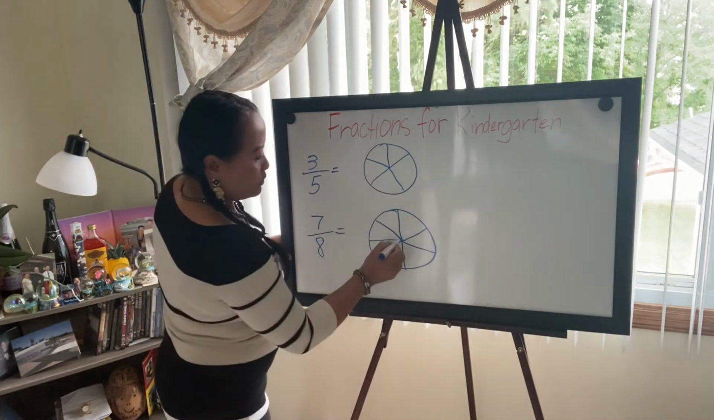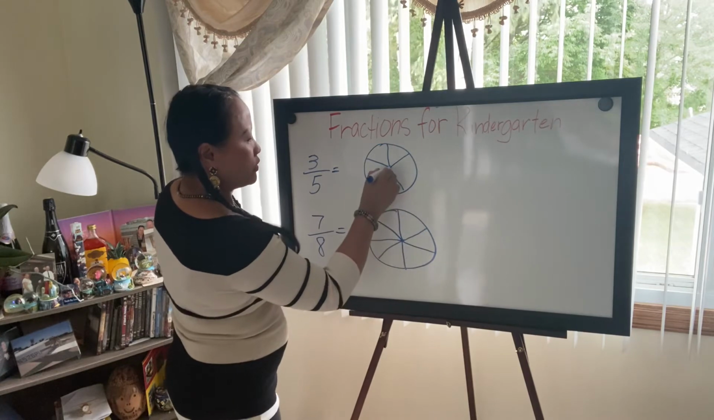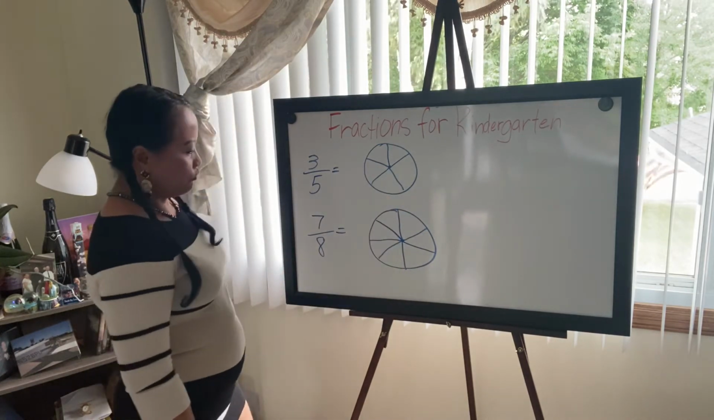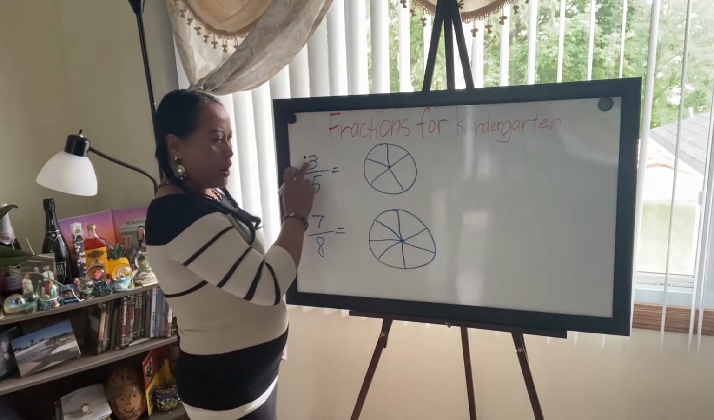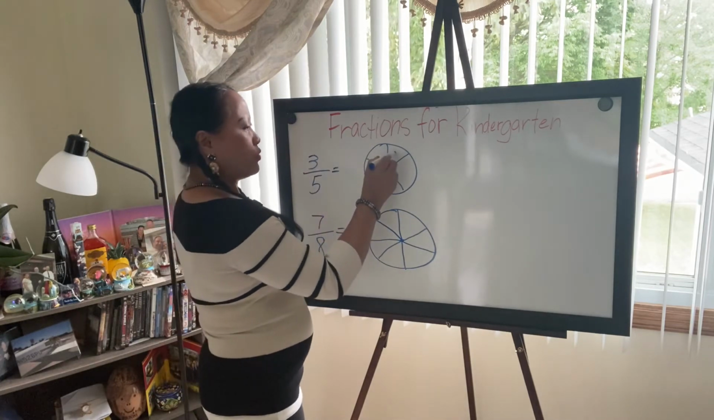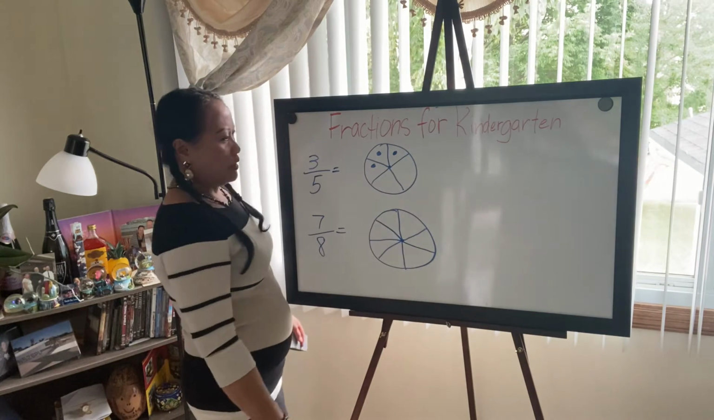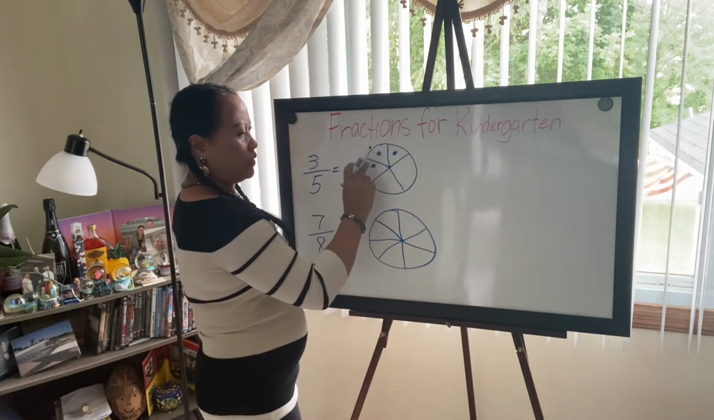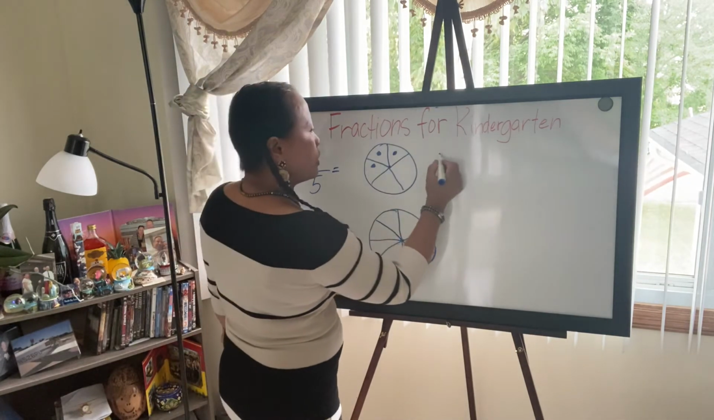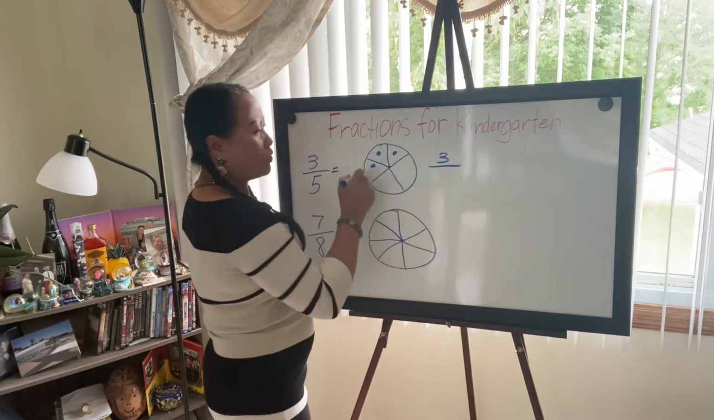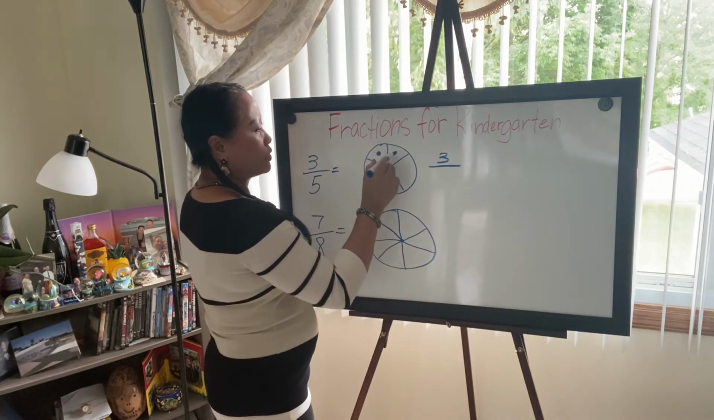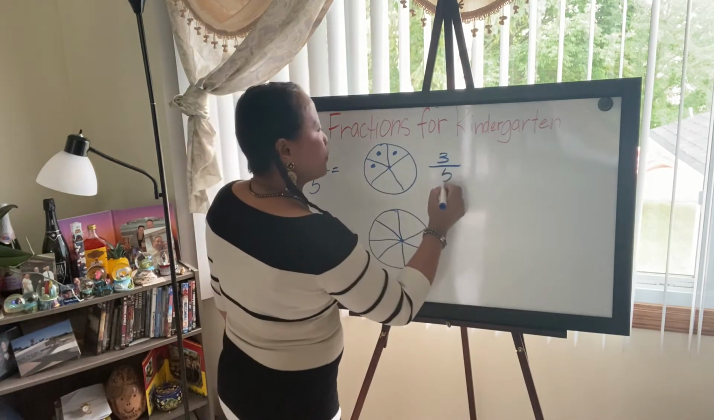Now the shaded part. Let's shade 1, 2, 3. Now, count all the shaded: 1, 2, 3. So, 3 over, and then count all: 1, 2, 3, 4, 5. See?